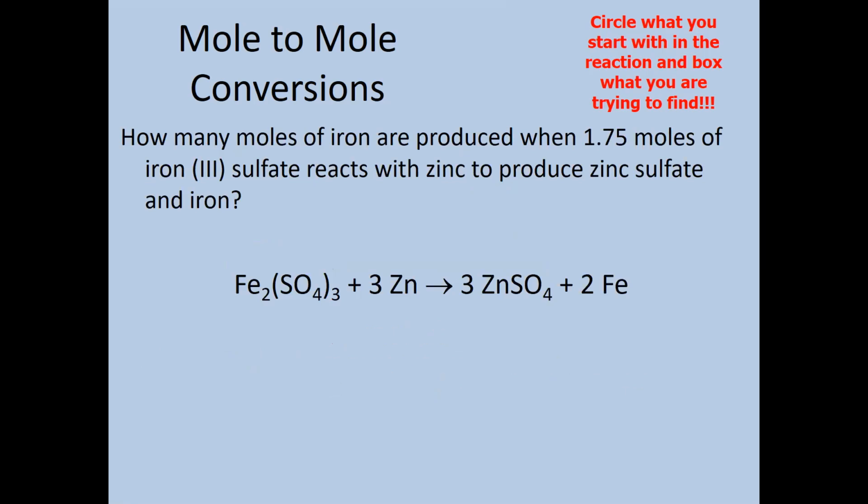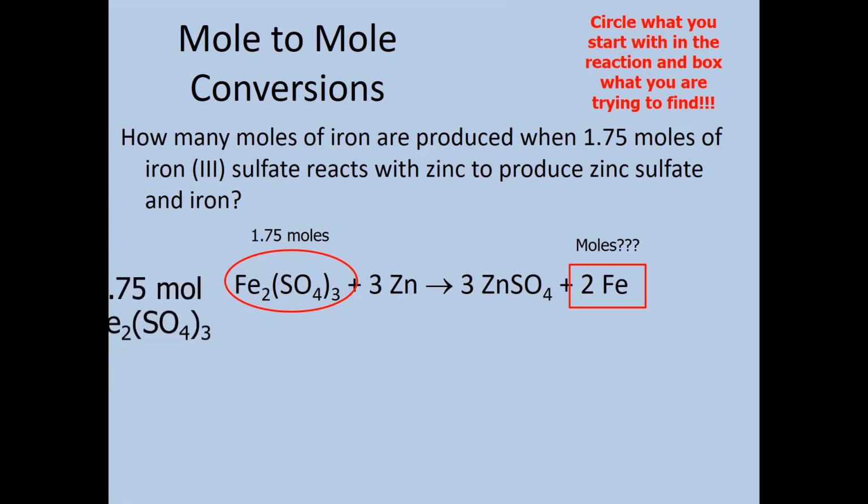How many moles of iron are produced when 1.75 moles of iron(III) sulfate reacts with zinc to produce zinc sulfate and iron? So here's our balanced reaction already. So remember, we're going to circle what we're starting with, put what we're starting with. So we have 1.75 moles of that. And we're looking for iron. So in a box what we're looking for, and put what I'm looking for, the moles of iron up at the top. So when we start our dimensional analysis, I always start by writing our given.